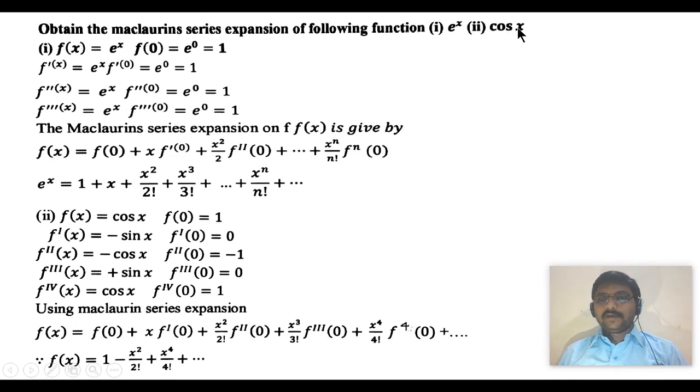Now coming to the next sum, f of x is cos x here. These are the successive derivatives for f of x and these are the functional values at 0. cos x, derivative minus sin x, derivative minus cos x, derivative sin x, derivative cos x, and these are the functional values at 0. Now substituting all these values in the Maclaurin series formula, we will have cos x expansion is 1 minus x square by 2 factorial plus x power 4 by 4 factorial minus x power 6 by 6 factorial plus x power 8 by 8 factorial minus and so on. So cos x expansion contains even powers of x.